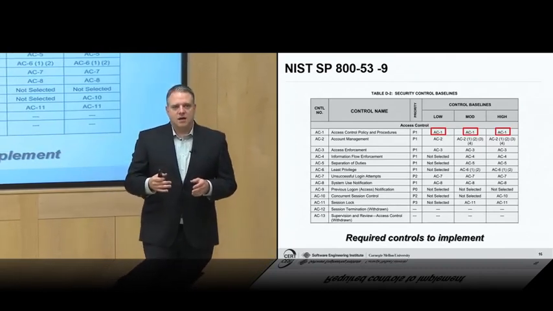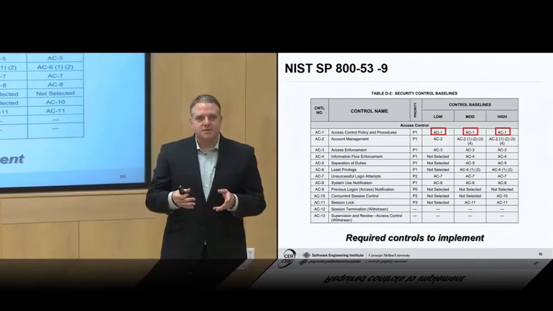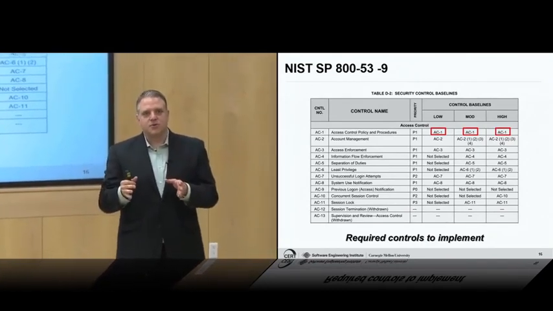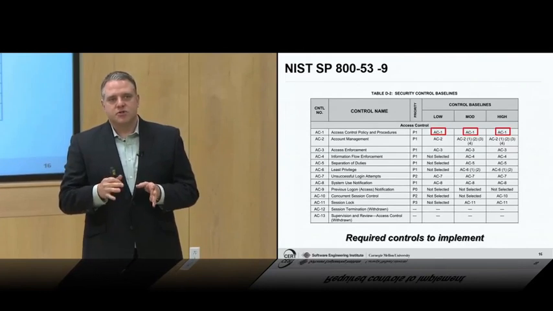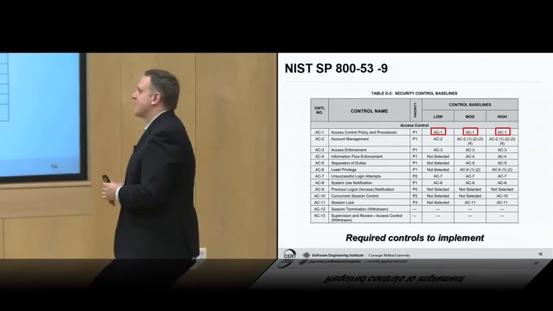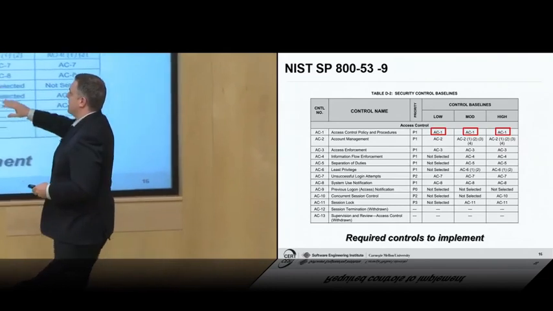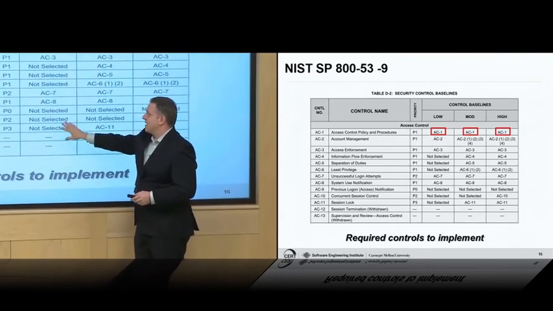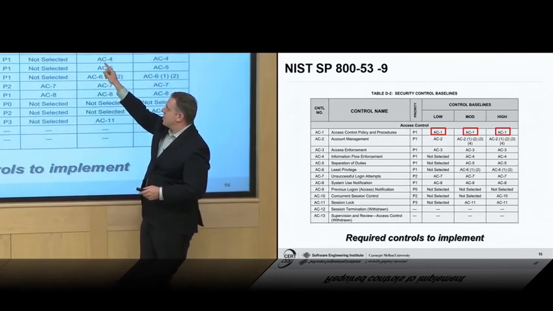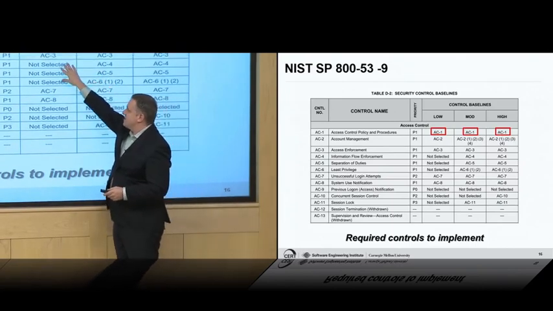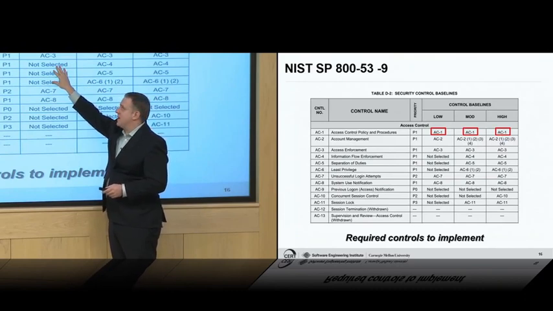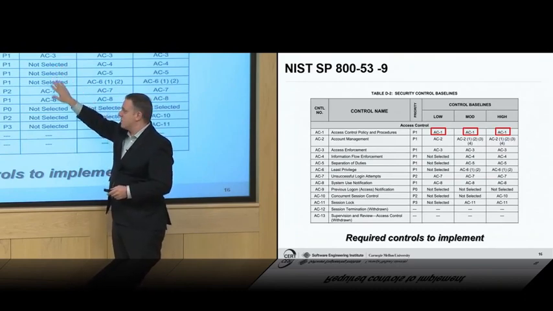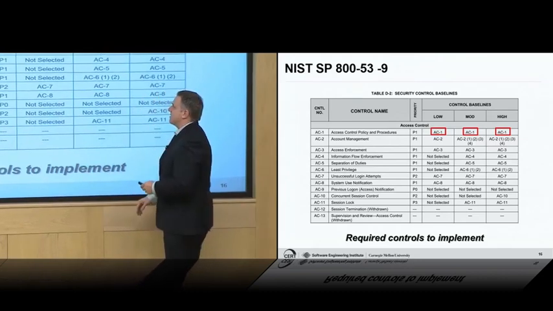And then at the minimum security baselines, again, that package approach, this is a cutout also from 853 that shows you what controls should be implemented at each baseline. So here, if you are the low baseline, you're going to implement AC1, AC2, AC3. These are not selected, meaning if you're operating a system at the low security baseline, you don't have to implement these controls, the ones that list not selected.